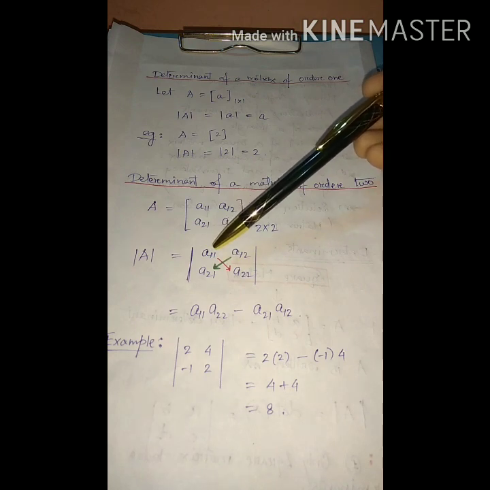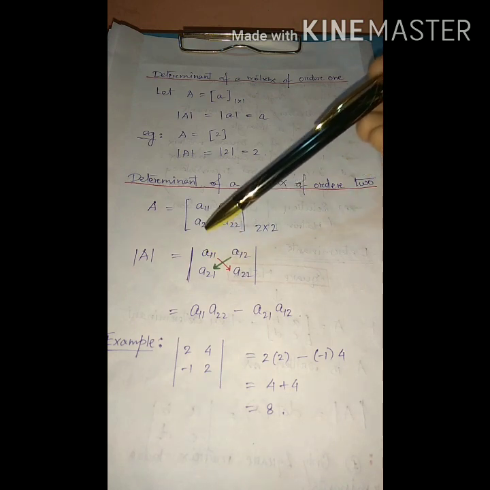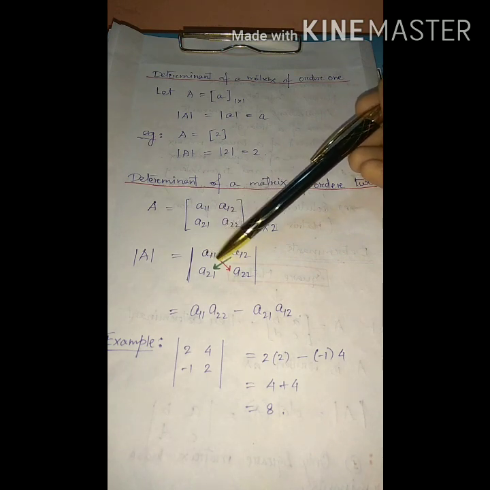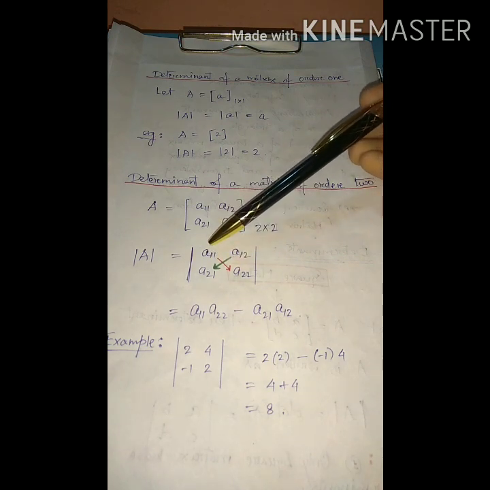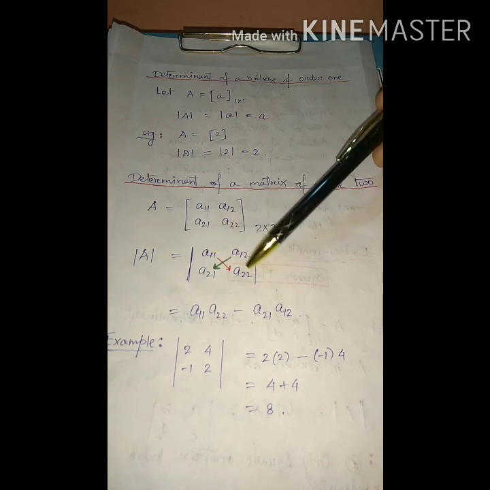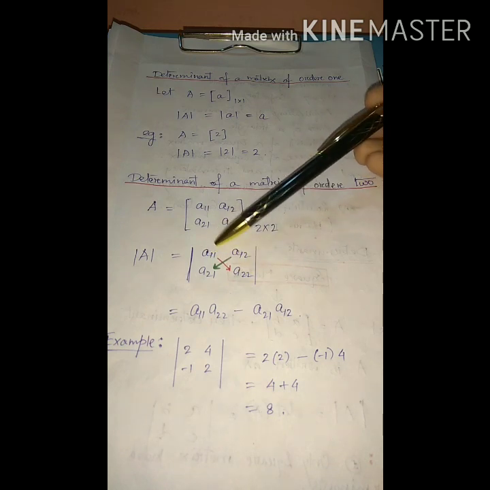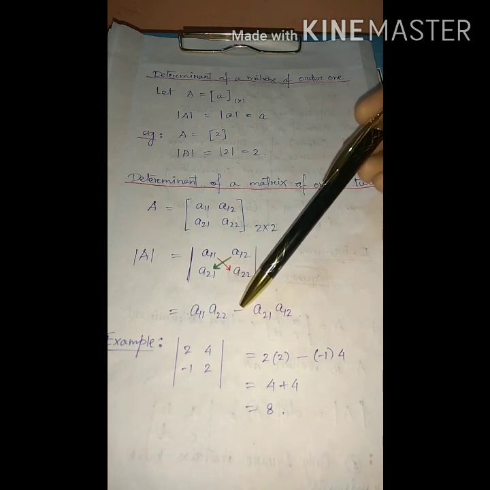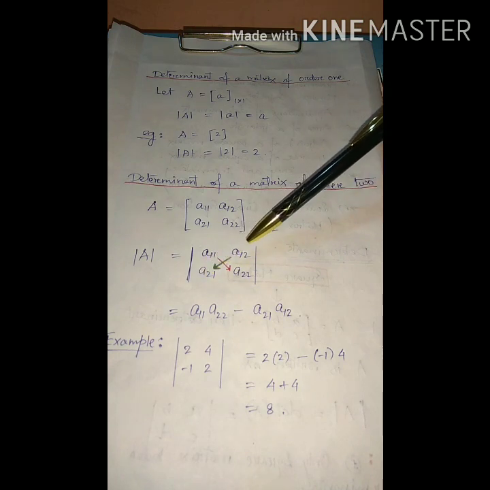By cross multiplying means what? We start from the first row, first column. So the first row, first column here is A11. So if you see here the red mark, first row, first column is A11, then we multiply with A22. So we write A11 into A22. And here, according to our formula, minus comes, and then we write A21, A12.